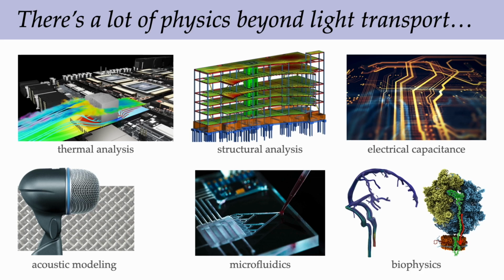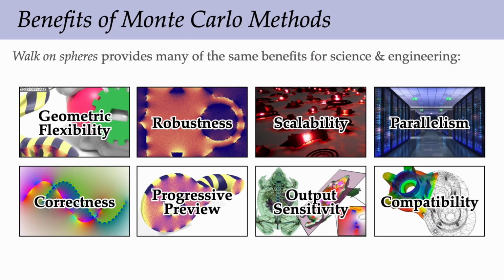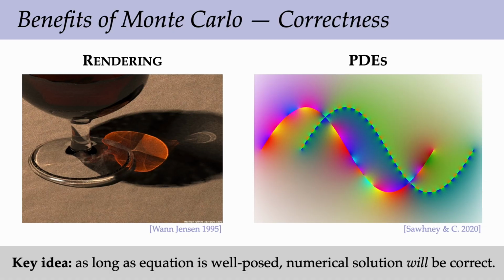Of course, there are a lot of physical problems beyond light transport which show up in lots of important applications. And so this is where, I believe, Monte Carlo methods can provide a lot of the same benefits for science and engineering. For instance, just as in rendering, as long as the problem we want to solve is well posed, we can be confident that Monte Carlo methods will produce a physically meaningful solution. We don't have to know, for instance, which function space we're working in or find finite elements that span that space or anything like that.